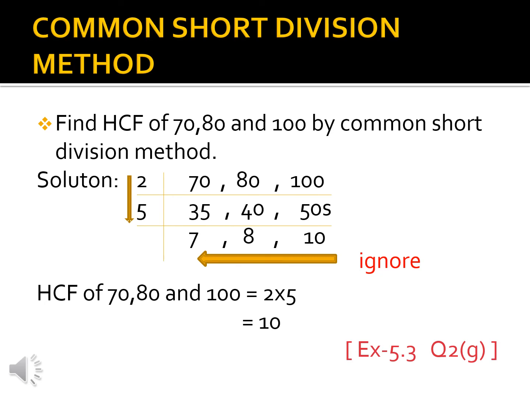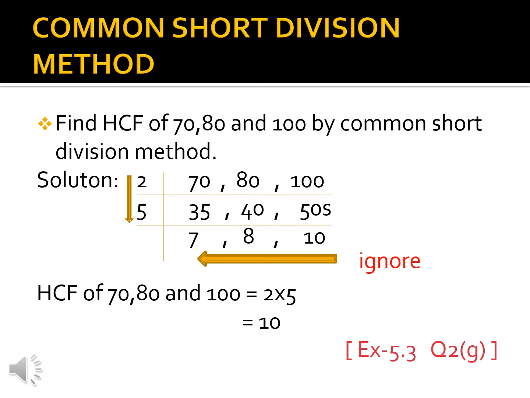And 2 divides 70 also, 80 also and 100 also. So I got 35, 40 and 50 as the quotient when I divide 70, 80 and 100 by 2. So here at this step, 40 and 50 are divisible by 2 again, but 35 is not divisible by 2. So we cannot select 2 at the second step. We have to select any other common prime factor which divides 35, 40 and 50.